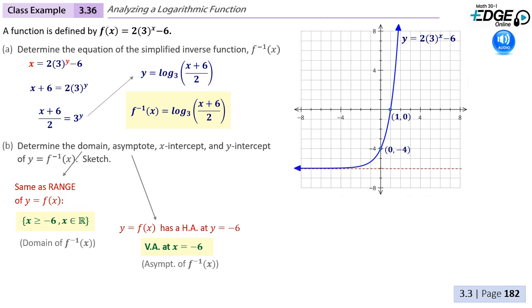The intercepts that we saw for the original change from being 0 and negative 4 to negative 4 and 0, and change from 1 and 0 to 0 and 1. With this, we have enough information to sketch our curve.